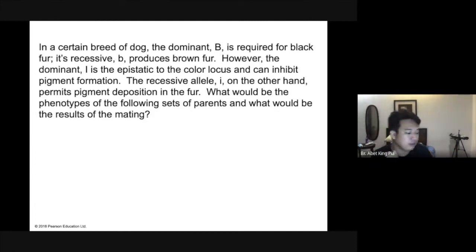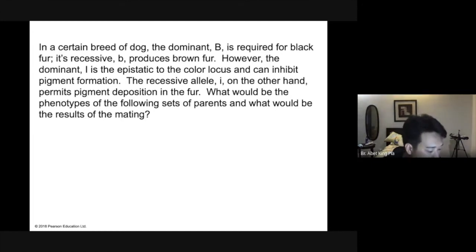In a certain breed of dog, the dominant B is required for black fur. Its recessive b, small b, produces brown fur. However, the dominant I is epistatic to the color locus and can inhibit pigment formation. The recessive allele small i, on the other hand, permits pigment deposition in the fur. What would be the phenotypes of the following sets of parents that would be the result of the mating?